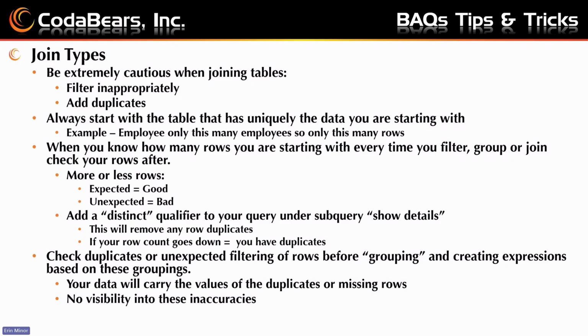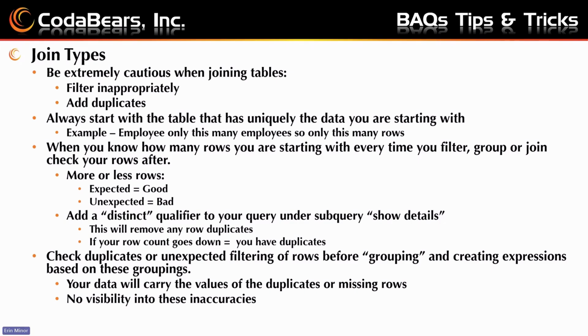Okay, let's talk about join types first. Be really cautious when joining tables. You can filter inappropriately or add duplicates just from your join. I know that there's table criteria that filters things out, but your join can actually filter out rows, and it can also duplicate rows. It's often where I see problems in data. It's often where I see problems in reports.